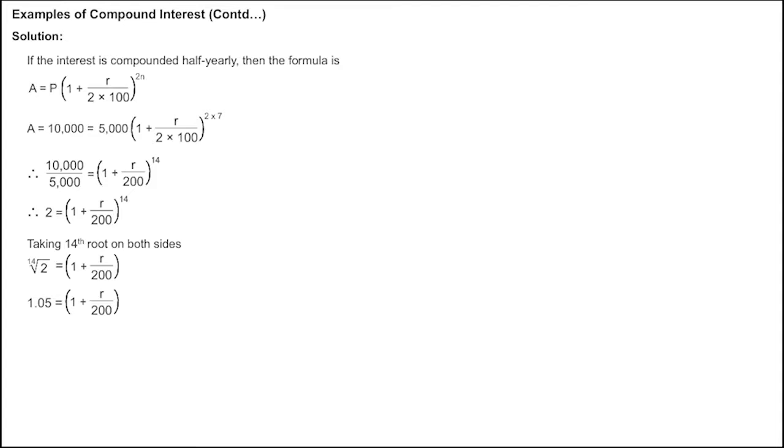So the 1 on the right hand side, if I take it to the left hand side, I get the answer on the left hand side as 0.05, and what remains on the right hand side? R upon 200. So what will be R equal to? 0.05 into 200, which is nothing but 10%. So we know how to get the value of R.